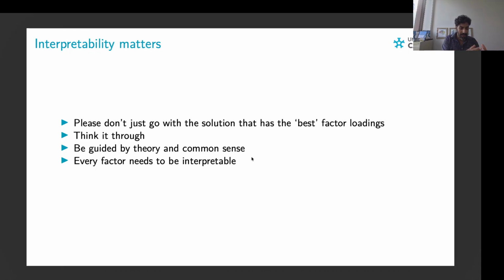So be guided by the theory, logic, and common sense, but really it's the logic that comes from your understanding of the evidence, and ensuring that every factor needs to be interpretable. That's the key takeaway. So interpretable in a sense where you can say this factor represents this and these items meaningfully load onto that factor. Remember, loading is that relationship that items have to factors.